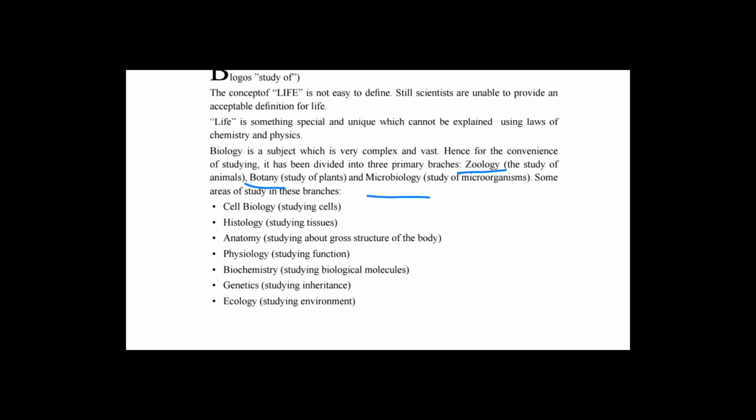So these 3 are the main parts. Zoology means zoo. With the name you can identify. Zoo means, you know, they have a zoo and all, right? So there are animals in it. So zoology means study about animals.